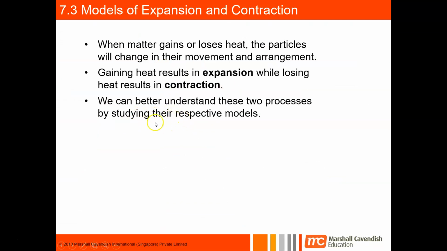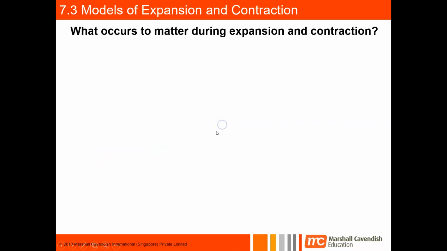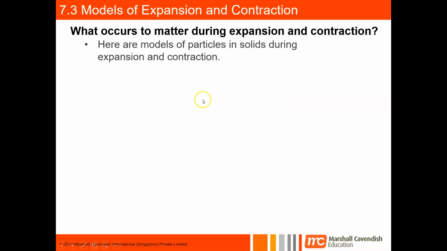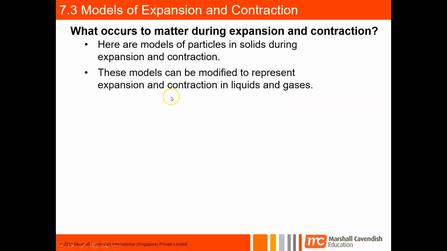Okay, so how we understand these two processes is to study their respective models. And what happens to matter during expansion and contraction? So we need to zoom in to the microscopic level or even the atomic level to understand this. Okay, so we have some models of a particle in solid during expansion and contraction, and let's look at it.